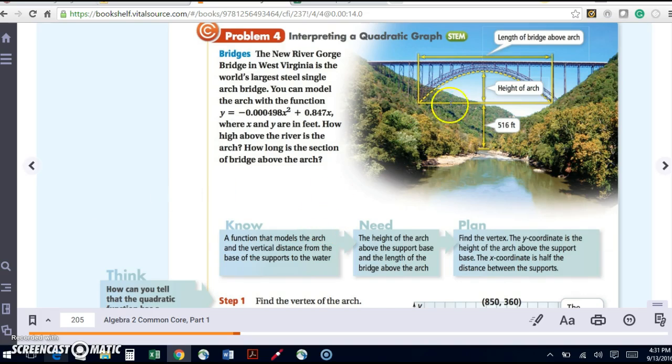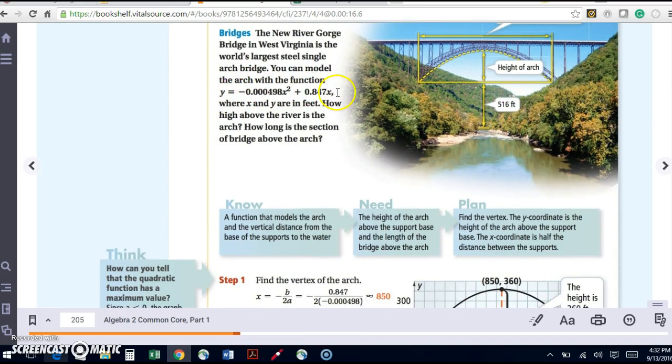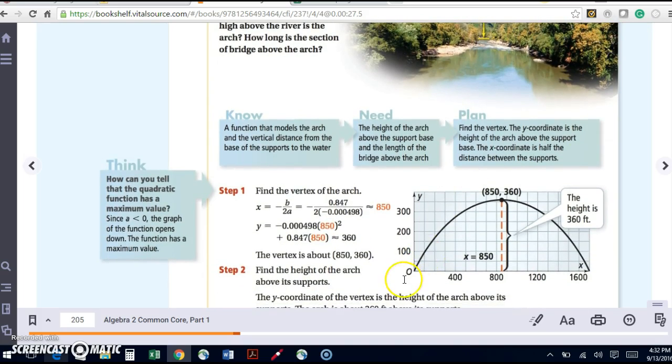So we want to figure out, if this is my arc here, and this is the quadratic equation that they gave me, and here is the height of my arc. How long is the section of the bridge above the arc? So we want to know the length. Same length here through here, so it's the exact same. First, we're given the quadratic function, and if I put my quadratic function here, this is what it would look like as a graph. And so I am basically asking for the vertex. The vertex gives me the height, right? So here's my vertex. It can tell me how high, this is my highest value on my y-axis.